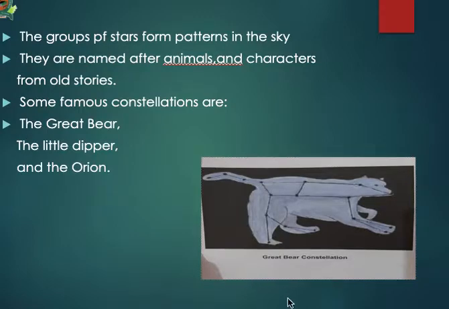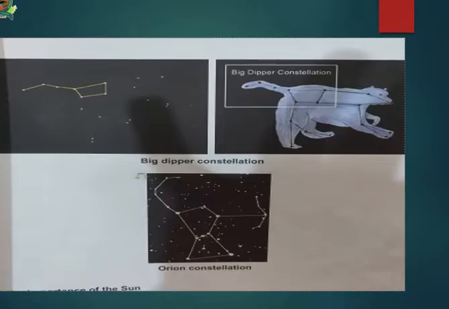Okay. Now, this is how the Great Bear constellation looks. This is how the Big Dipper constellation looks. The Great Bear is also known as the Big Dipper too. The Orion is also a constellation that we know.